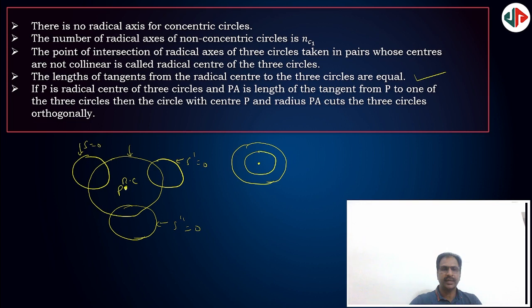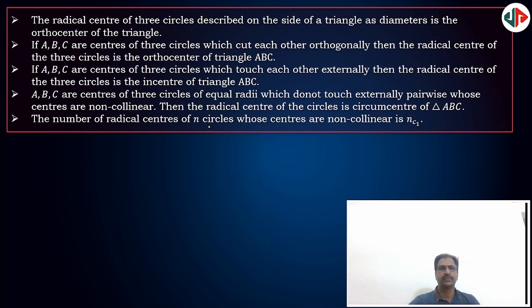And with the radical center as center and this length of the tangent as radius, if we draw a circle, that circle cuts the three circles orthogonally. This is the converse of the previous point. With the radical center as center and the length of the tangent as radius, if a circle is drawn, that circle cuts all the three given circles orthogonally. That is the meaning of this point. And all these points are to be remembered. These are the synopsis points which are to be remembered.